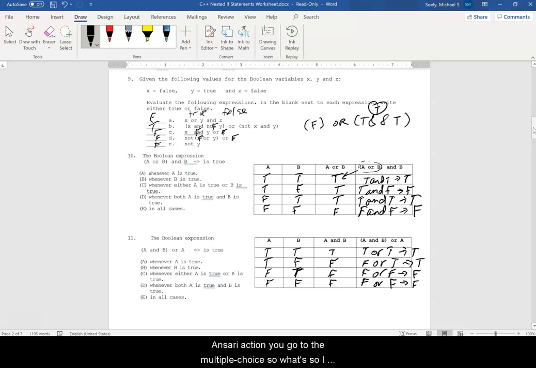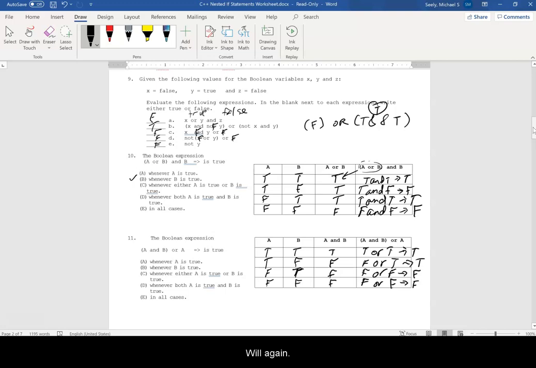And sorry, I actually need to go through the multiple choice. So I filled these out. What's the answer? Whenever A is true, well, A is true right here, but the whole thing's false. Whenever B is true, so that's true and that's true. True and true. Okay, so B looks good so far. We got to look at the other ones. Whenever either A is true or B is true.